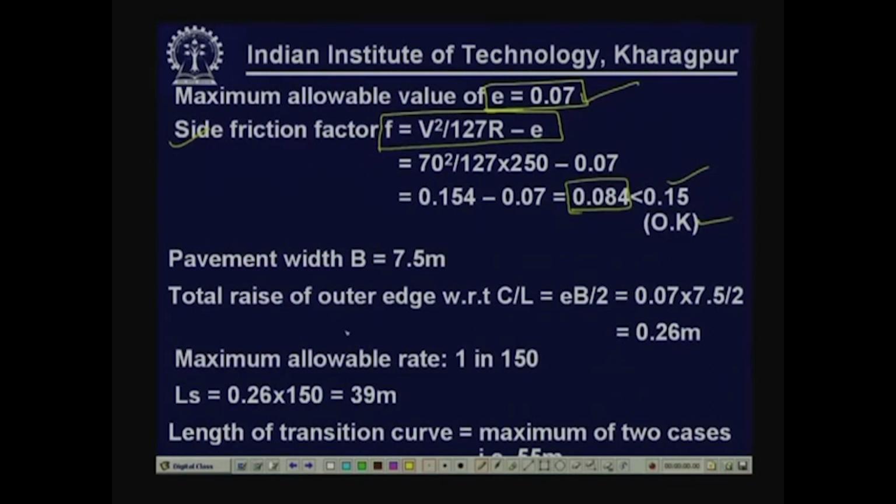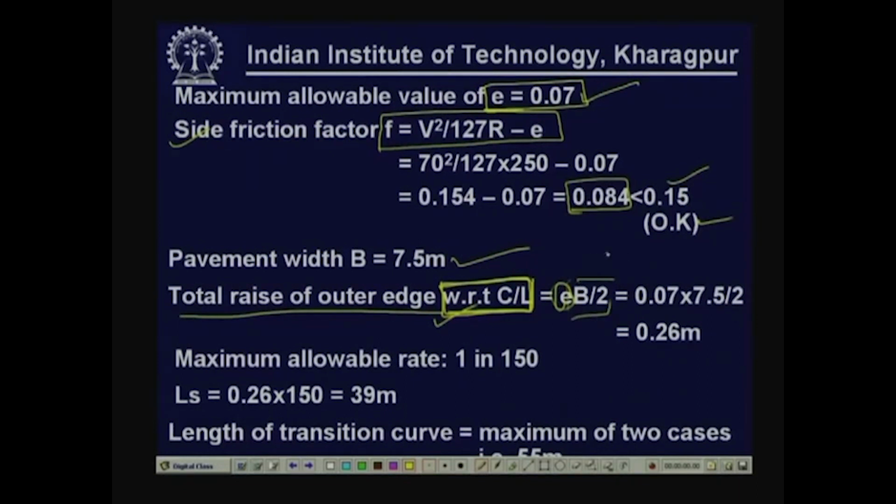So, this 7% super elevation is acceptable. Now, pavement width, let us assume it is 7.5 meter. Therefore, if we consider the total raise of outer edge with respect to center line, so that means we are assuming that the pavement is rotated with respect to center line. This is very important. Then in that case, the total raise of outer edge will be this super elevation rate 7% multiplied by B by 2.